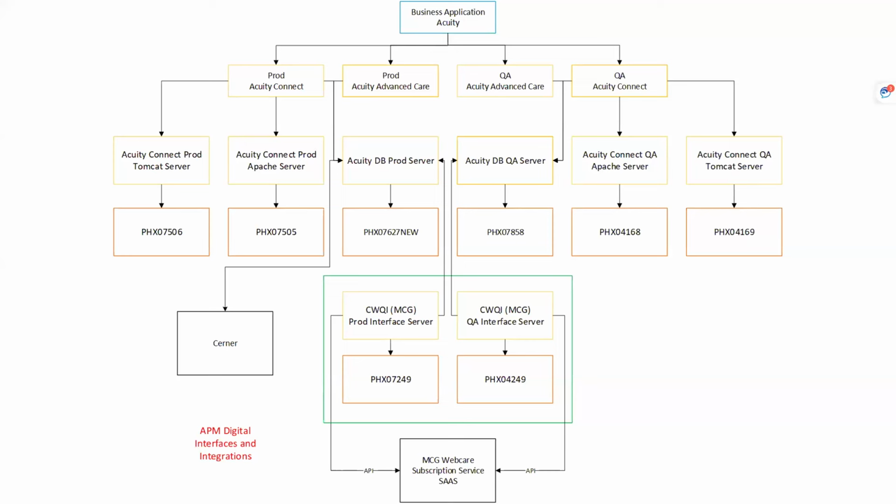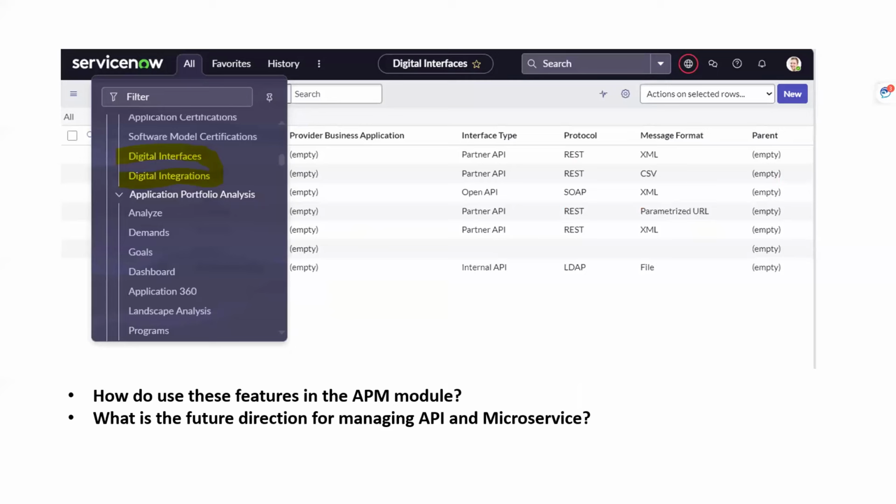How do I go beyond this simple diagram and take advantage of some of the more important things inside of that? Here I'll show you an example. This is my PDI. In my PDI, you'll see that under APM, and we do own APM, we have these digital interfaces and integrations. There are a few YouTube videos, but they're pretty sparse. They show what you can do to put data in, but it really doesn't talk about long-term use and how to map it back to the app. So my question is, how do we use these features in the APM module?